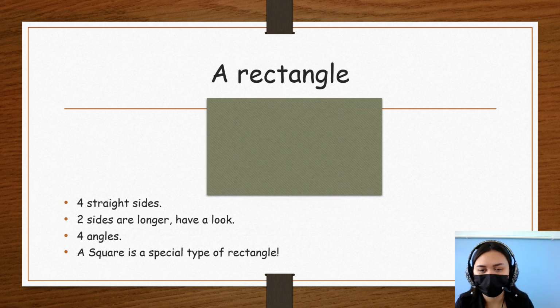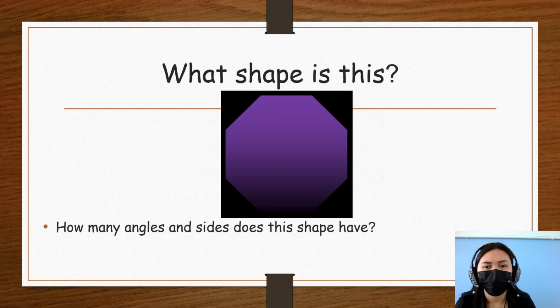A rectangle is also an example of polygon. Okay. What shape is this? Okay, let's count how many sides. 1, 2, 3, 4, 5, 6, 7, 8. It has 8 sides.